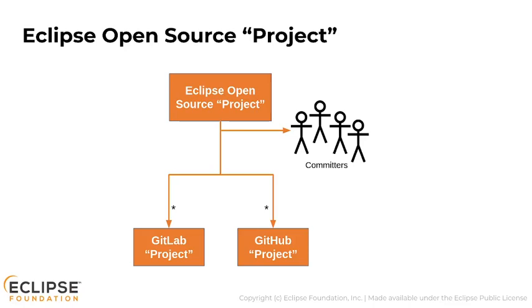The team of developers who have the necessary privileges to modify project resources are referred to as committers. In the GitLab and GitHub worlds, these committers manifest as a team with the necessary privileges to push directly to the repository, accept merge and pull requests, and so on.